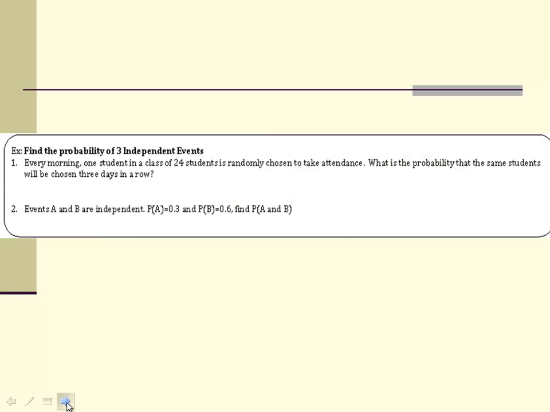Okay, so knowing that we multiply, let's take a look. Each morning, a student in a class of 24 is randomly chosen to take attendance. What's the probability that the same student is chosen all 3 days? I'm going to call my student Bob. I want to know the probability that Bob is chosen 3 days in a row. Well, he is one student out of the 24 in his class. So on day 1, he is 1 out of 24.